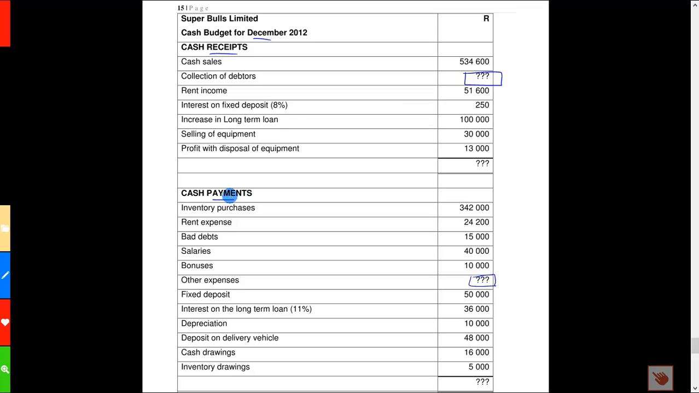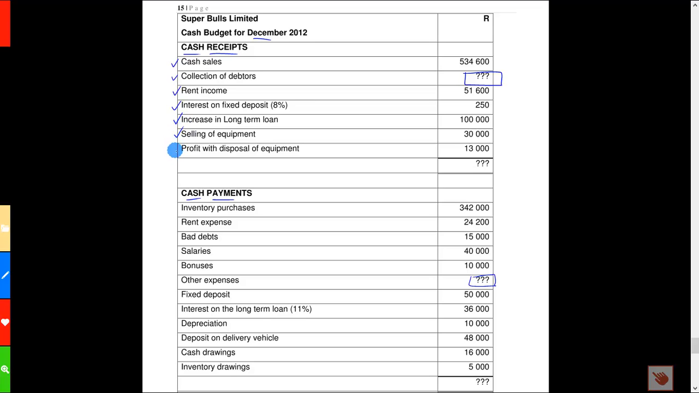Okay, if it's a non-cash item, it may be an income or an expense, but it might not be a cash income or a cash expense. So let's have a look. Cash sales, that's cash. Collection of debtors, that's cash. Rent income, that will in all likelihood be cash. Interest on fixed deposit, cash. Increase in long-term loan, we'll get the money from the bank, that'll be cash. Selling of equipment, that's going to be cash.